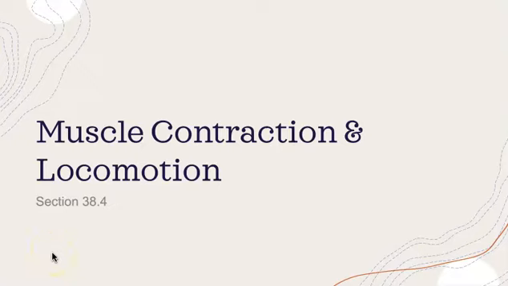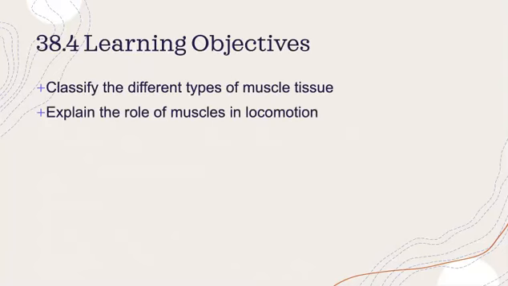Hello and welcome to our last video in our Chapter 38 video lecture series, where we are going to talk about muscle contraction and locomotion. In this section, we want to focus on learning objectives here to classify the different types of muscle tissue and explain the role of muscles in locomotion.